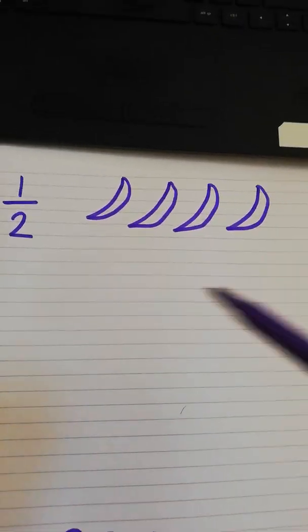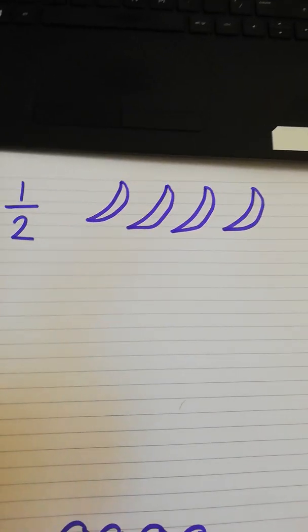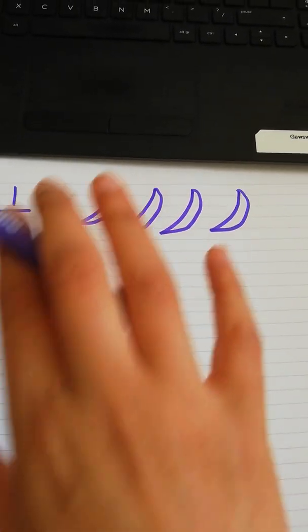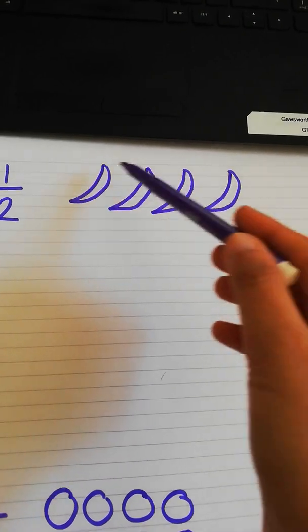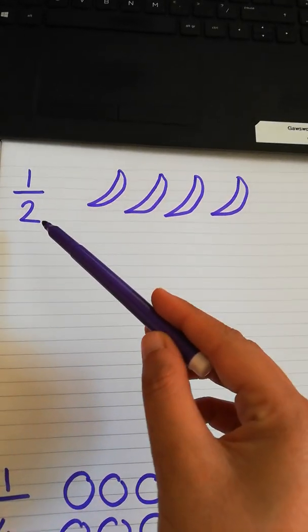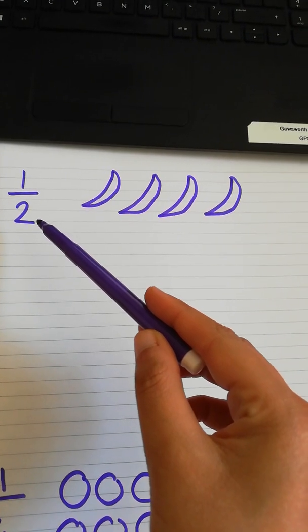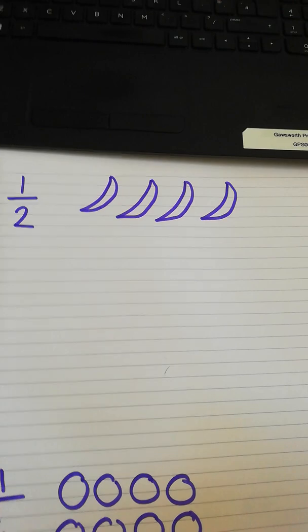Now, usually you'd think, well, there'd be 2 and I'd colour in 1. But that's not always the case because you can find half of this without it just being 2. What you have to do is take these 4 bananas and share them equally into 2 parts. And then we look at how many are in 1 part.